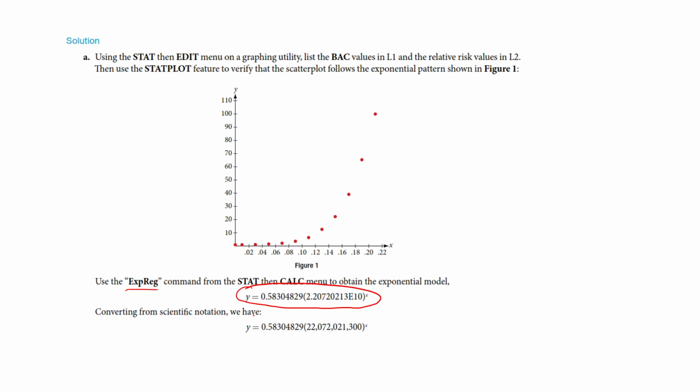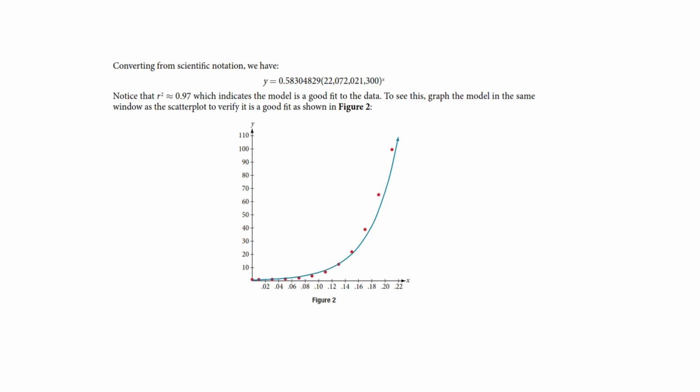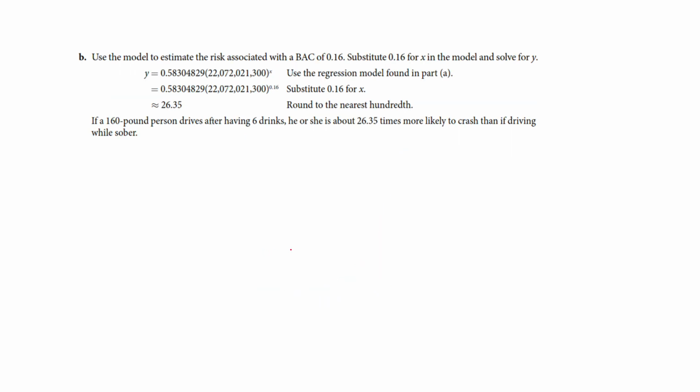Now, why have we done it? We have done this in order that we could predict. We want to take guesses at values that we didn't have. I didn't have any data values associated with a BAC of 0.16, an x that equals 0.16.